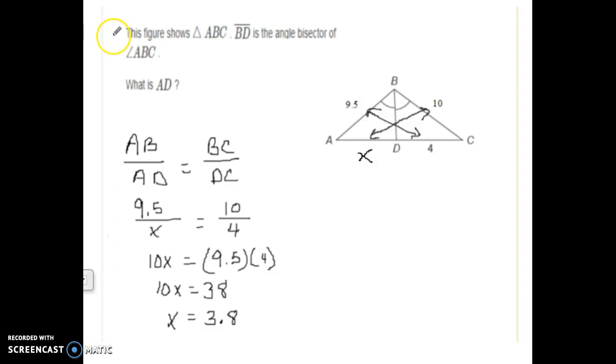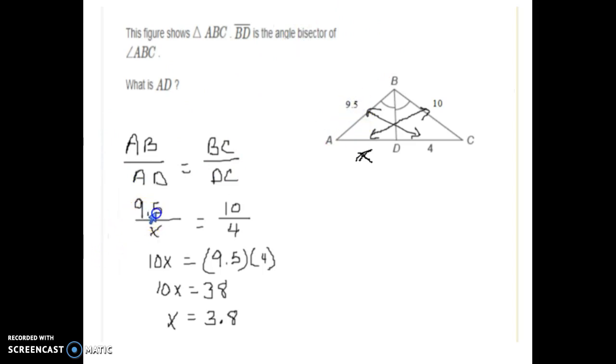This one says the figure shows triangle ABC. BD is an angle bisector of angle ABC. What is AD? So AD is our X. When we have an angle bisector, you'll see they either tell you or they give you the markings. These angles are congruent, so this is an angle bisector. So we know that AB over AD is equal to BC over DC. So this is the proportion that sets up when you have an angle bisector.